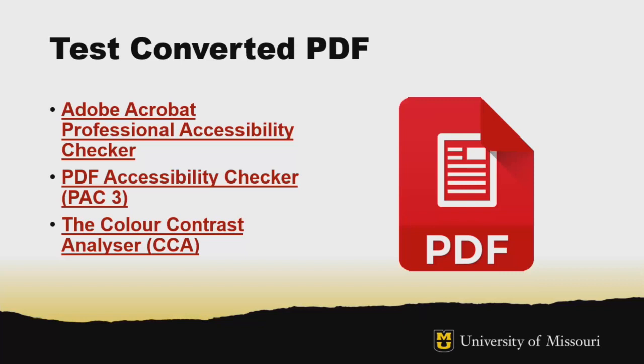Once you have converted your Word document, it's best practice to run an accessibility check on the PDF. If you have Adobe Acrobat Professional, there is a built-in accessibility checker, and it will test the PDF for issues and instruct you on how to fix them. The organization Access for All has a free PDF accessibility checker, which includes a built-in screen reader preview mode. You can also test color contrast using the Colour Contrast Analyser created by the Paciello Group application.